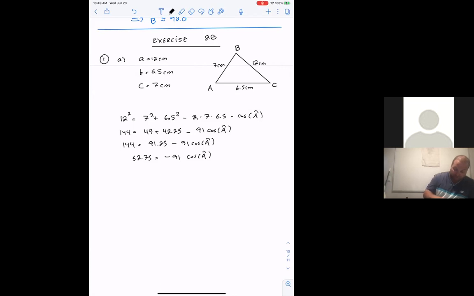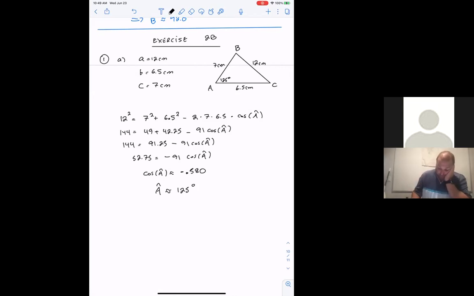If I divide by negative 91, I get that cosine of A hat is approximately negative 0.580, so A hat is approximately the inverse cosine of this number, which is approximately 125 degrees. So my figure is way off, because that is certainly not a 125-degree angle, but as long as I label it, I'll just claim that I was not taught art well, and I'm not a good artist.